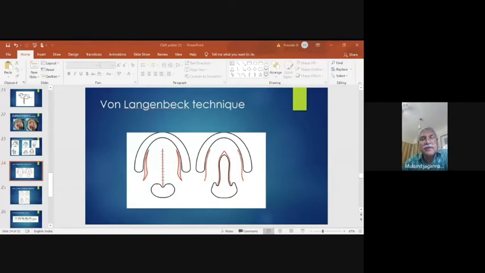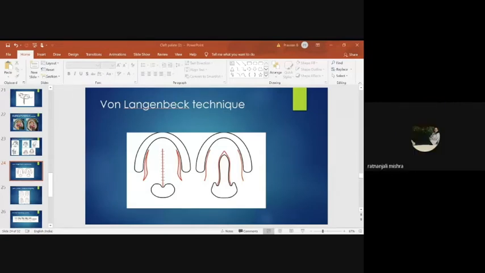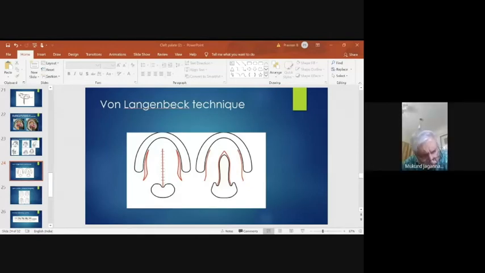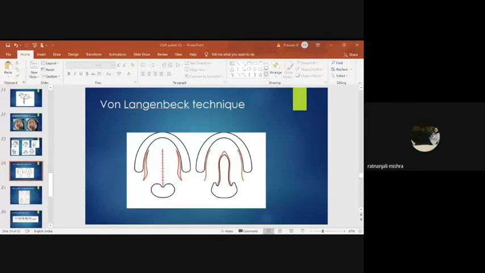What is the space of Ernst? Sir, your mic is muted. Am I clear, sir? Yes. Sir, the space of Ernst is bounded anteriorly by the maxillary tuberosity, sir, medially by the levator palatini muscle, and laterally by the pterygoid plate, sir. Which pterygoid plate? Sir, medial pterygoid plate, sir.